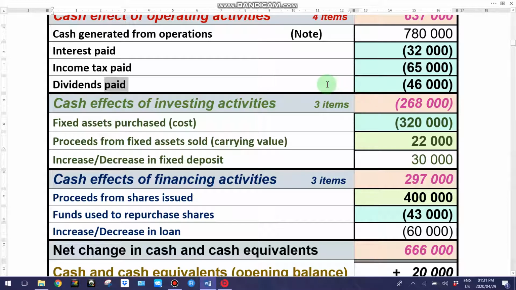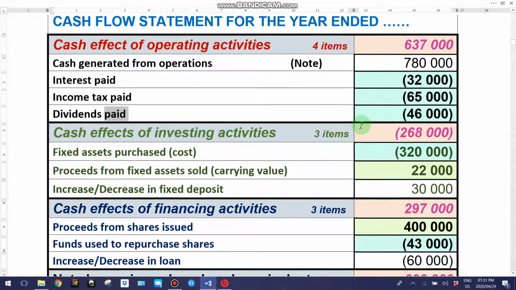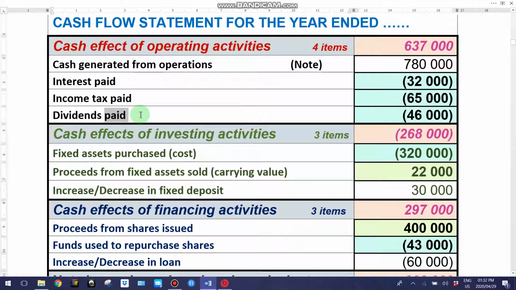If I want to know what are the dividends for this financial year, I would go to my retained income note, and I see there's 2 small subheadings there. It says interim dividends and final dividends. Now when I add that up, that will be my dividends for the year. It's not my dividends paid.